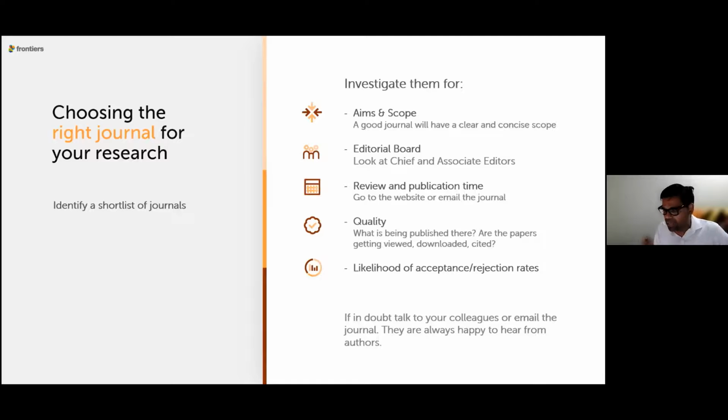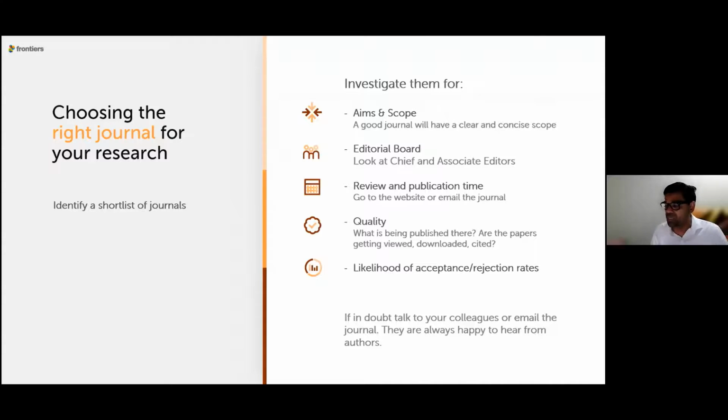So definitely you should look at chief and associate editors. What's their reputation? Are they well known? Or some journals, just to get your money, put some names without checking their reputations. Quality: what kind of papers do they publish? How many views, downloads? So that all depends. Usually, initially, students don't check each and everything, but that actually helps you find a good journal. Also, you need to check likelihood of acceptance or rejection rates.